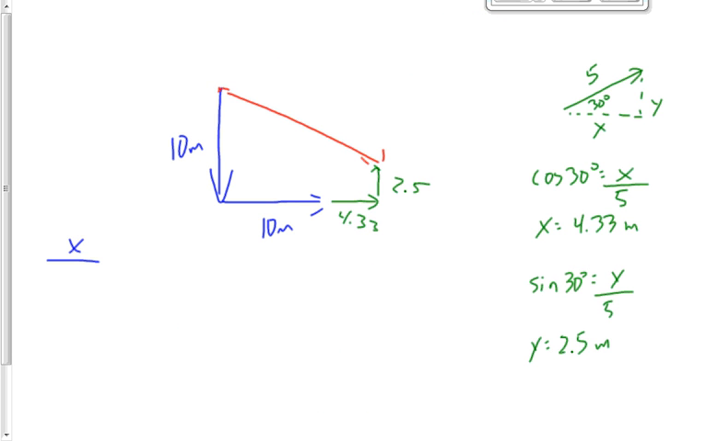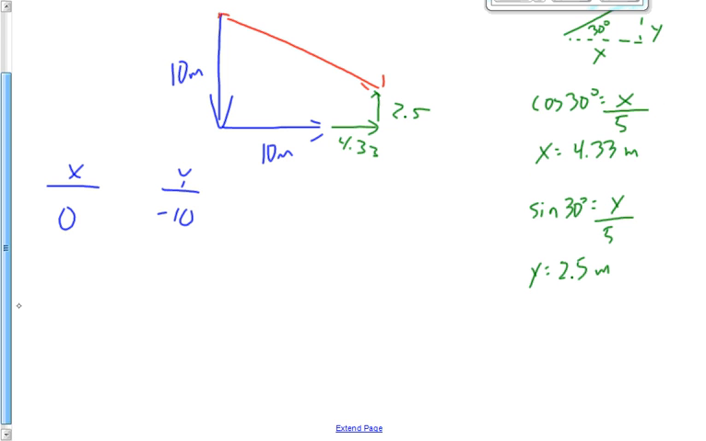The x component of the first one is 0. The y component of the first one is -10. The x component of the second one is 10. The y component is 0. The x component of the third one is 4.33. Remember, it was 5 meters at 30 degrees. Well, now we're saying the x component is 4.33. The y component is 2.5. Make sense? Add them up. 14.33. Add these up. Make 7.5.